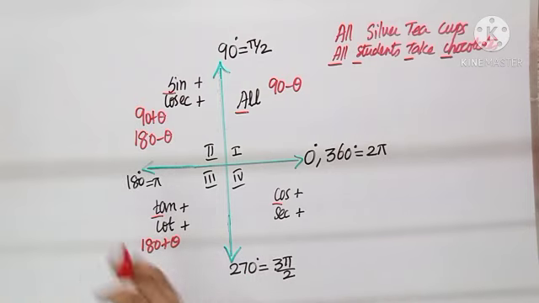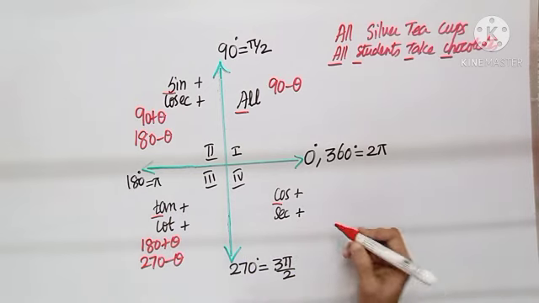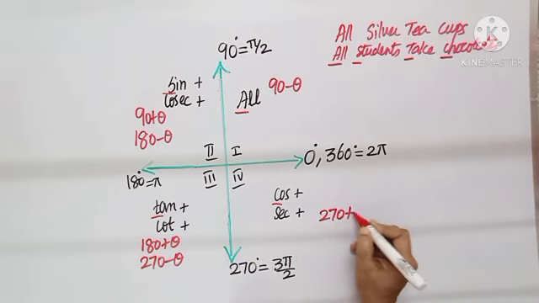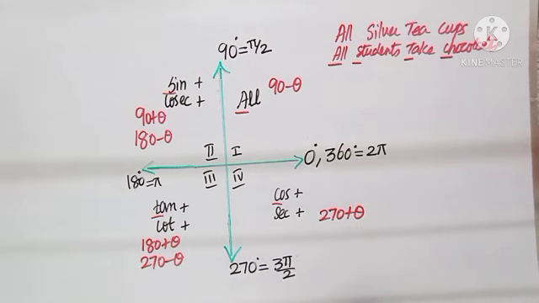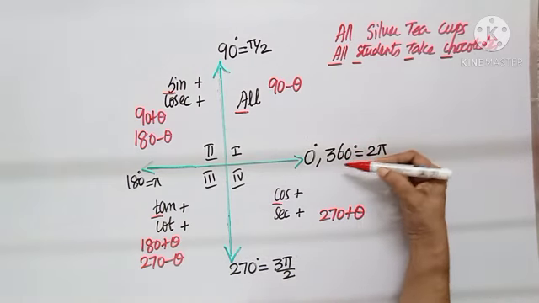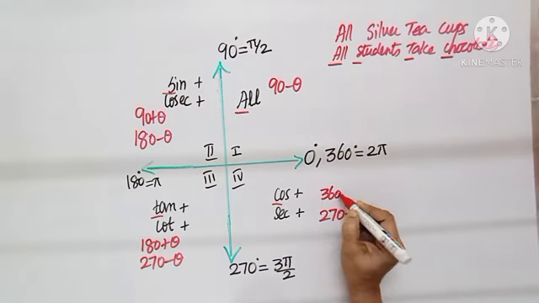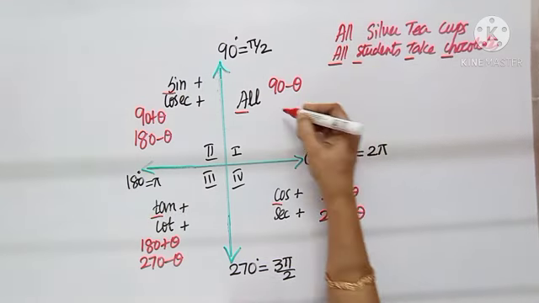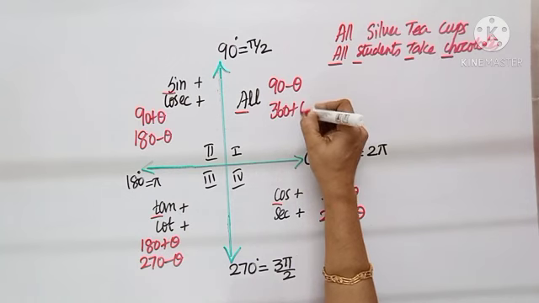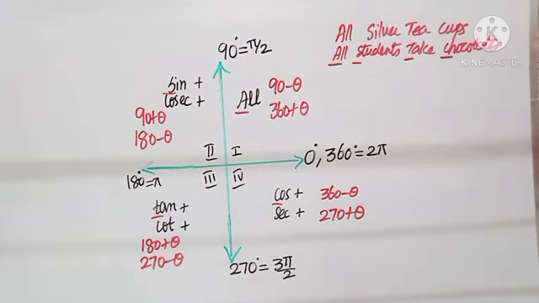To the left, 270 minus theta. To the right, 270 plus theta. Here the deadline is 360. So what will come down? 360 minus theta. What will go up? 360 plus theta. So when we are doing problems, remember this idea.